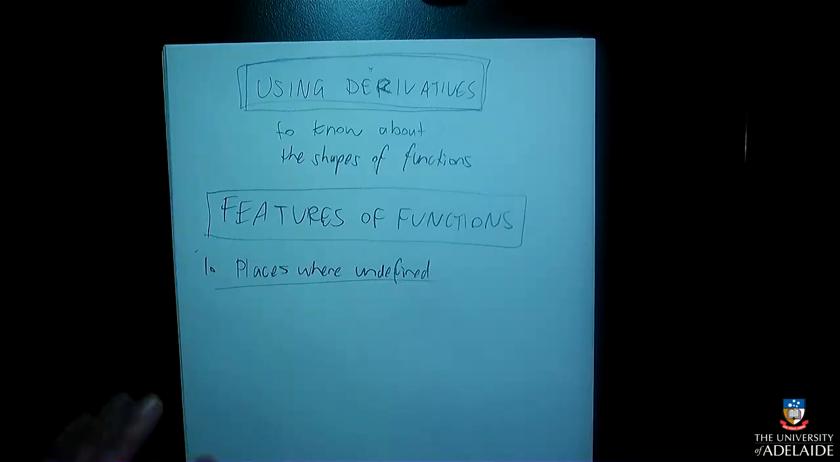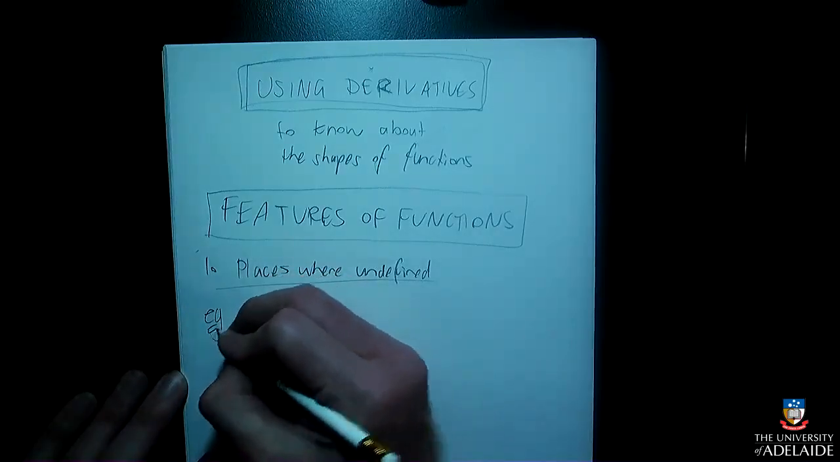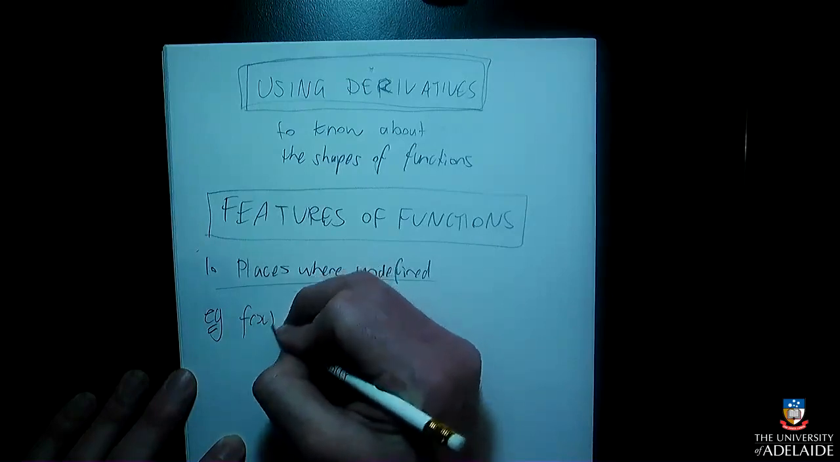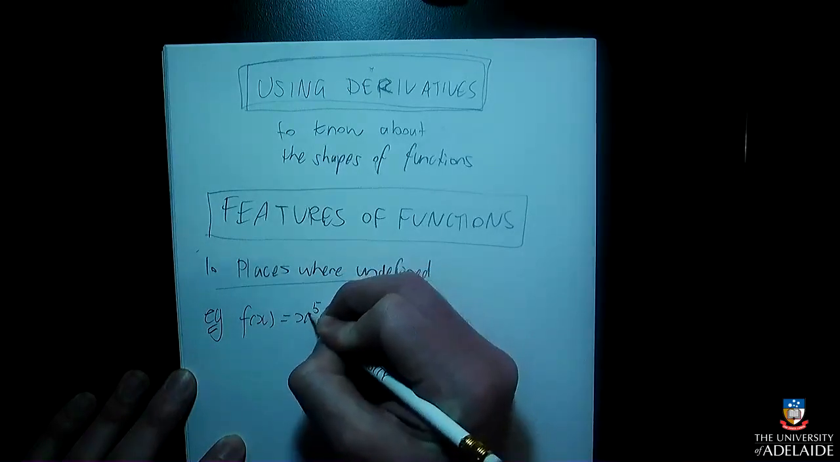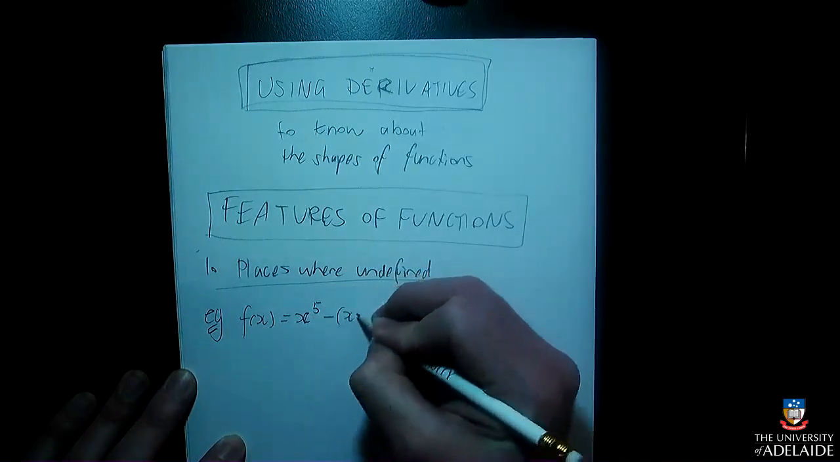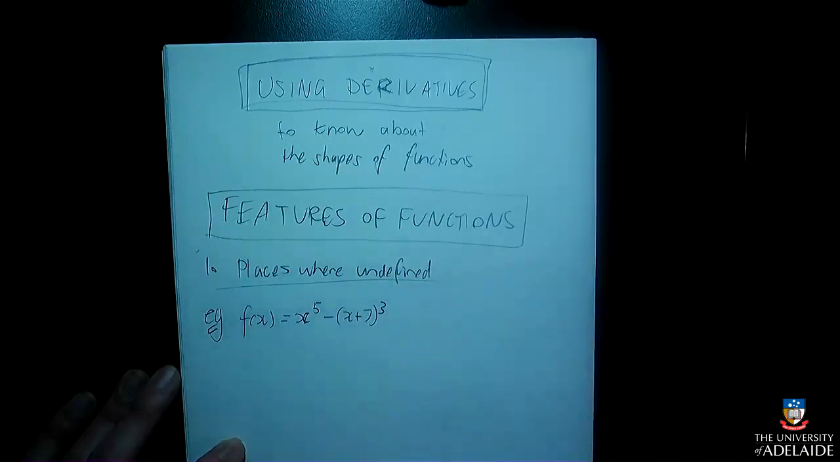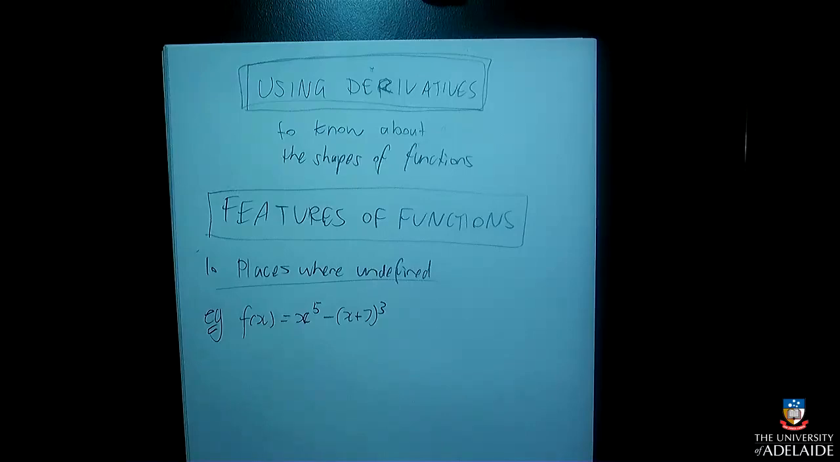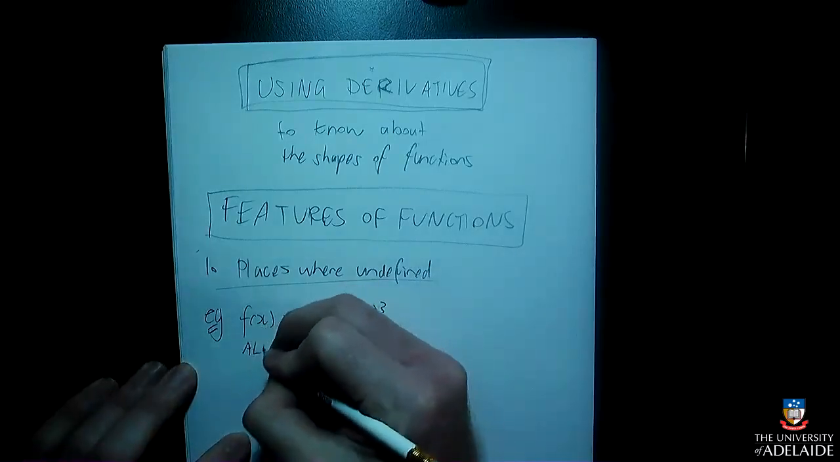So just as an example, if you have f of x is equal to, say, x to the 5 minus x plus 7 cubed, that's always defined no matter what x is. No matter which x I think of, I can always sub that in and find an answer. And so I can just say always.